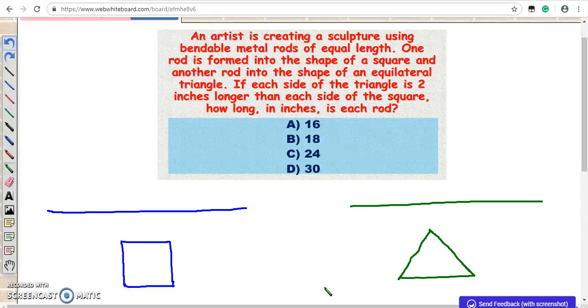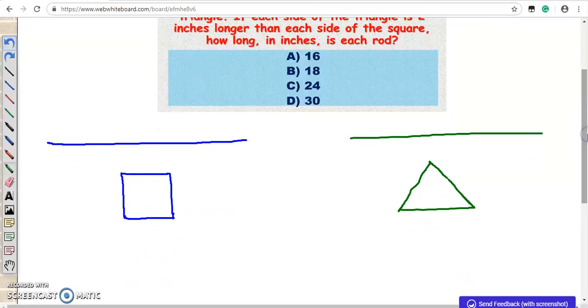So we have two rods. This is one metal rod and this is one metal rod, and they are of equal length, and they can be bent into shapes. One of the rods has been bent into the shape of a square, the blue one, the other into the shape of an equilateral triangle, the green one. Now what we mean by square and what we mean by equilateral triangle, you must be knowing this.